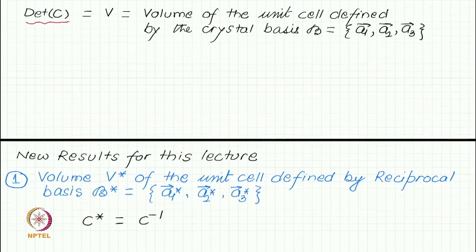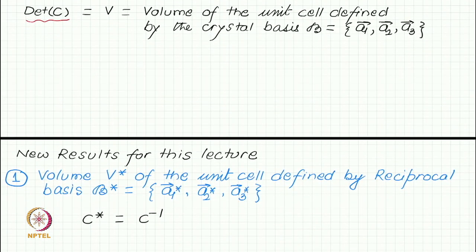Let us now start establishing some new results based on this. What is the volume of the reciprocal basis V star? So, that is we define a parallelepiped with A 1 star, A 2 star and A 3 star. A 1 star, A 2 star and A 3 star are well defined in terms of cross product or dot product, whatever definition you like.